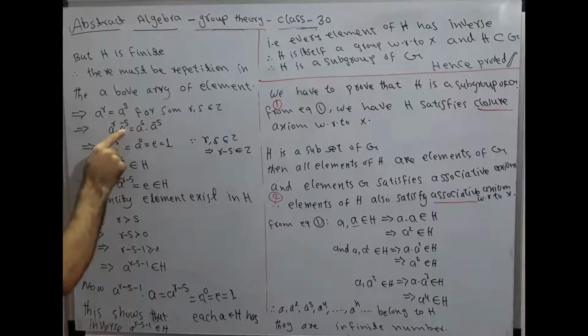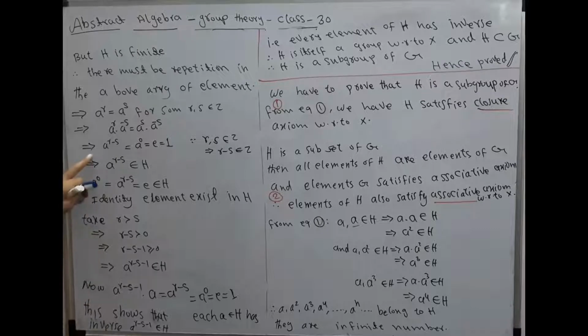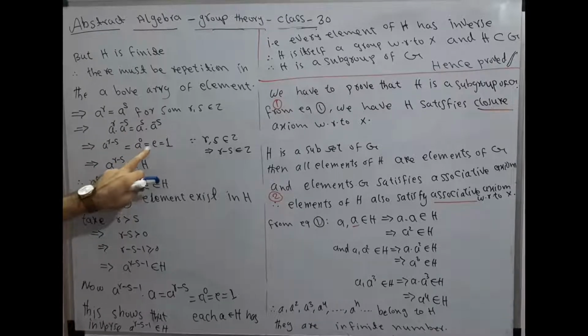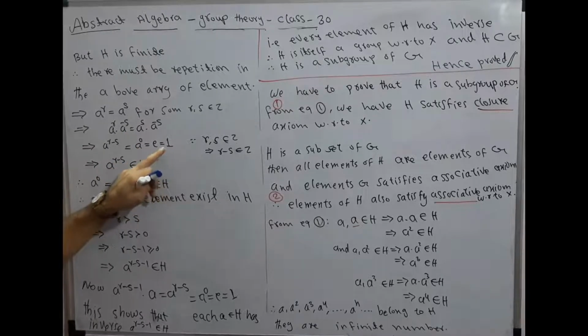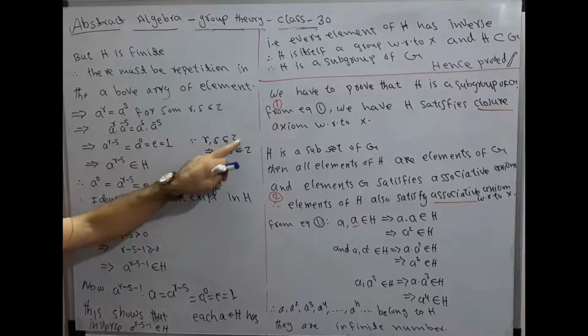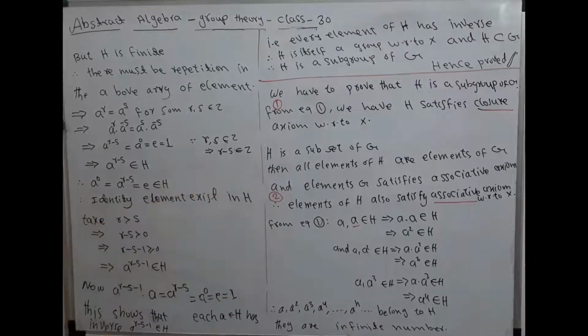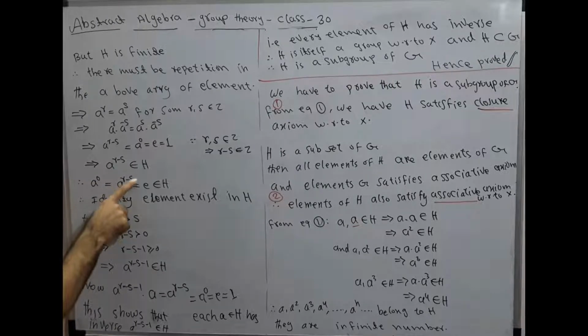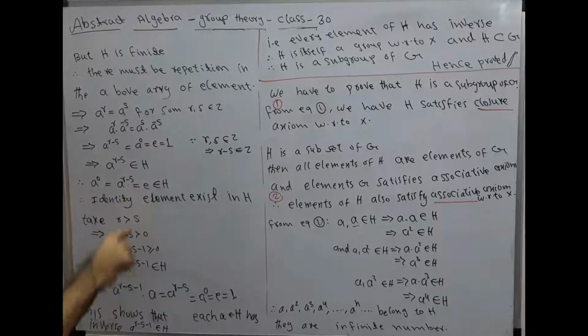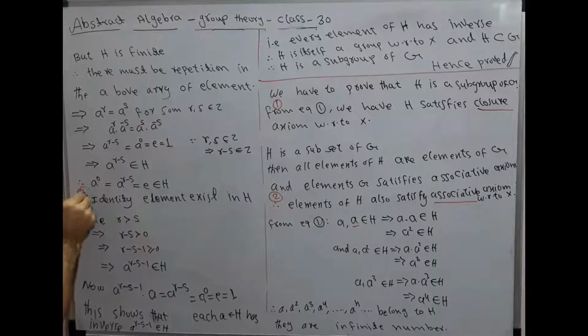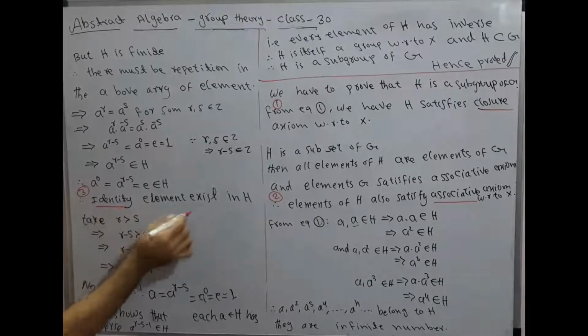We multiply both sides by a to the power minus s. This implies a to the power r minus s equals a to the power s minus s, which is a to the power 0, equals e, where e is the identity element. r, s belongs to the set of integers, implies r minus s belongs to Z. This implies a to the power r minus s belongs to H. Therefore a to the power 0 equals a to the power r minus s equals e belongs to H. Therefore, identity element exists in H. It is number 3, identity element exists.